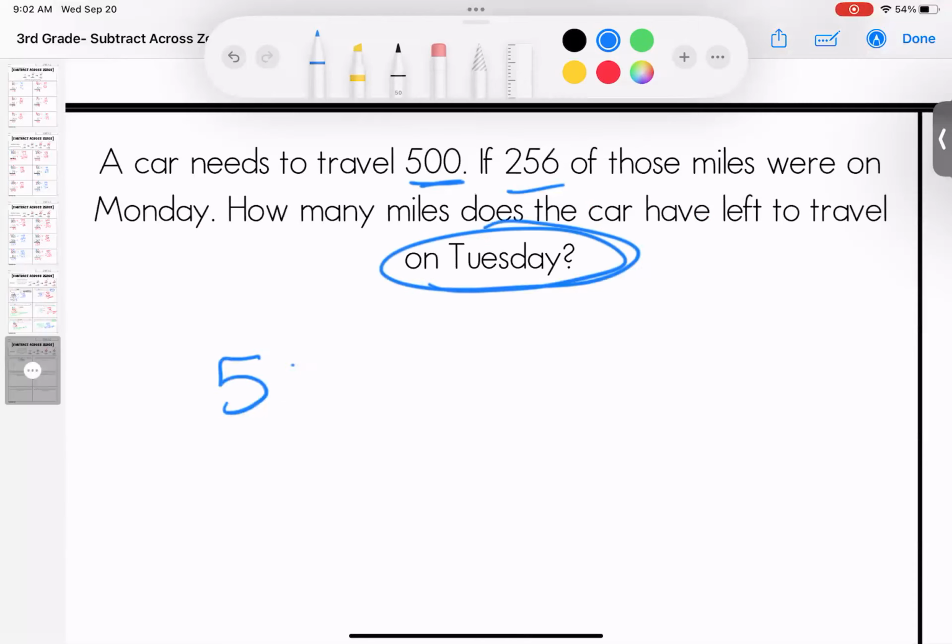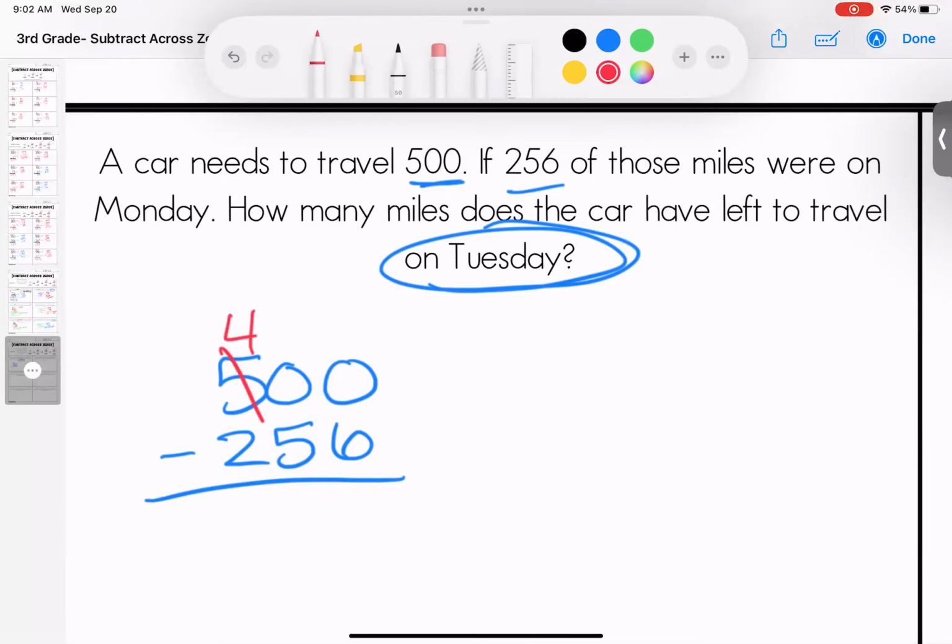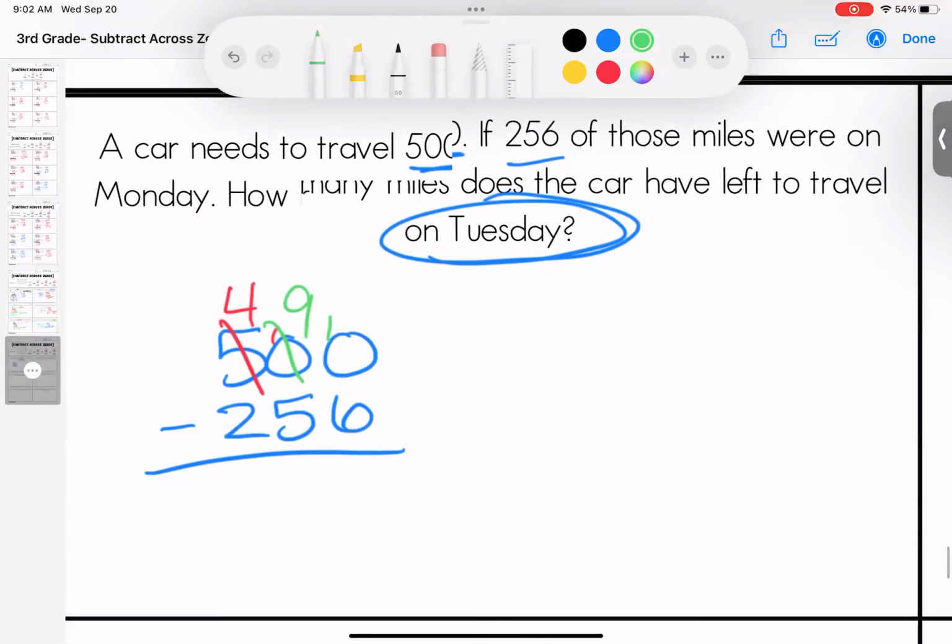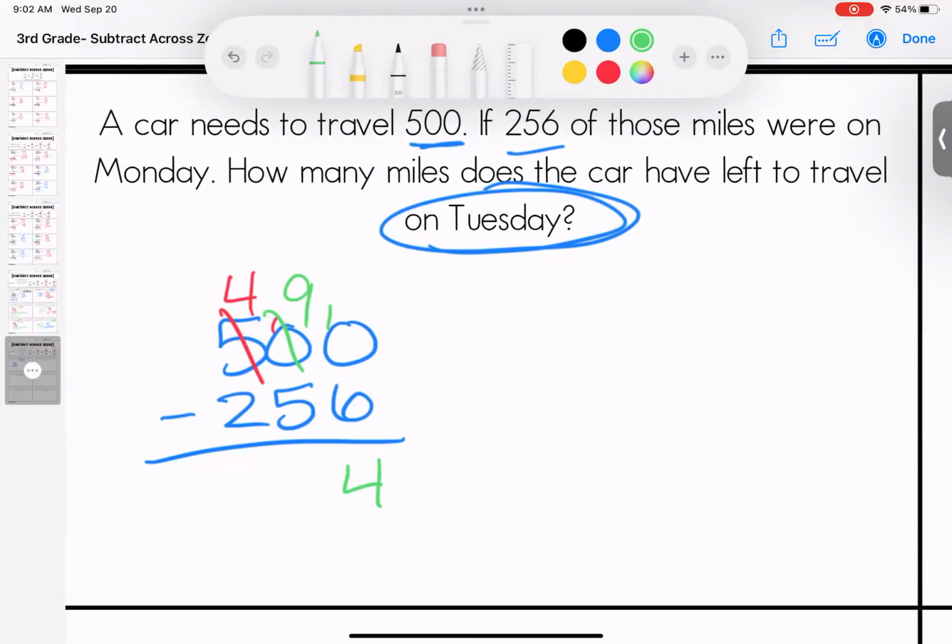So we need to go 500 miles. We've traveled 256. Let's see what's left. 5 is a 4, 0 is a 10. 10 is a 9, 0 is a 10. 10 minus 6 is 4, 9 minus 5 is 4, 4 minus 2 is 2. We have 244 miles left.